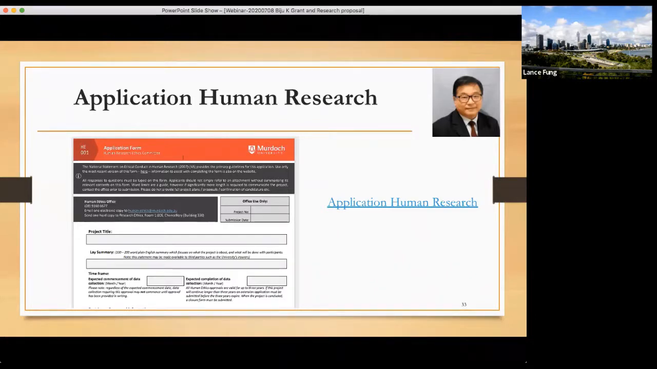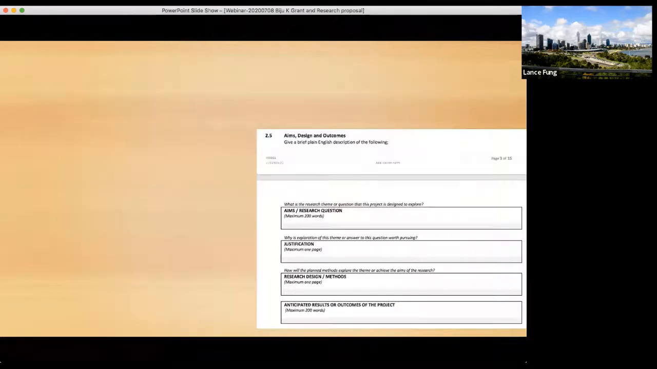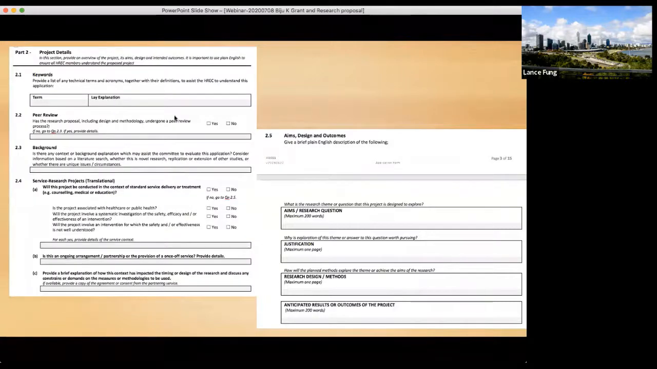So this is the main message I want to bring forward. You can see that again, the layout will be very similar. We've got the keywords, the peer review, the background, what the project is all about, and what the aims and the justification are. Also note that there are some limitations: maximum 200 words, maximum 1 page.